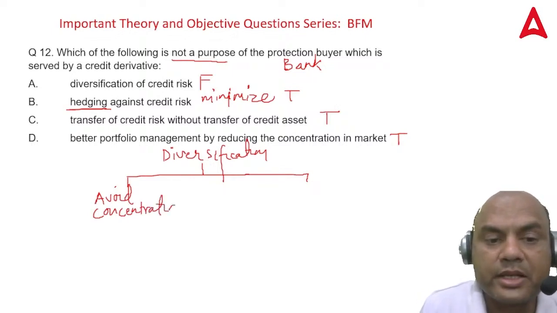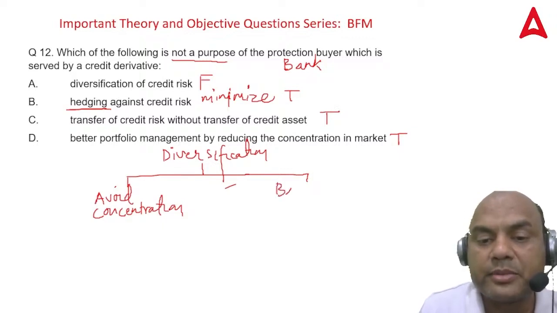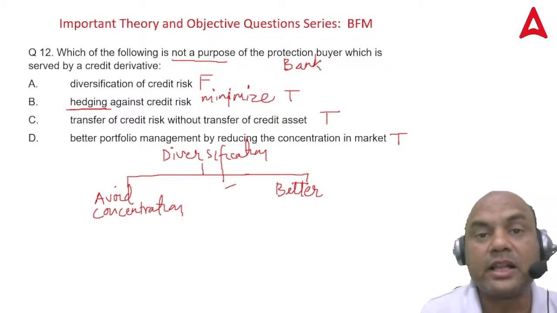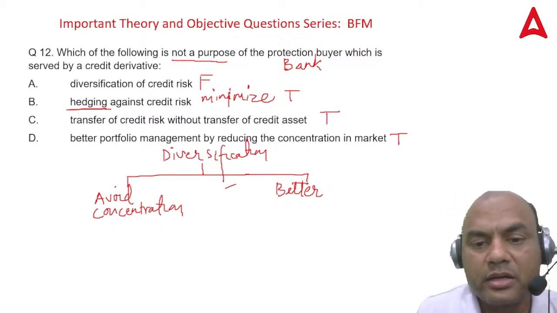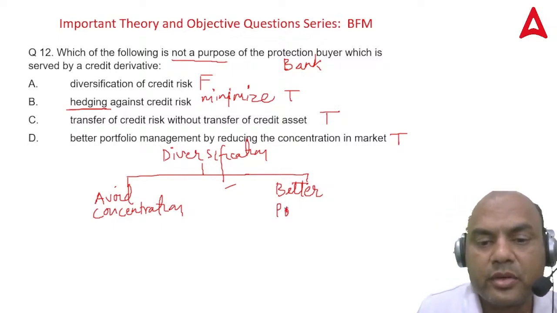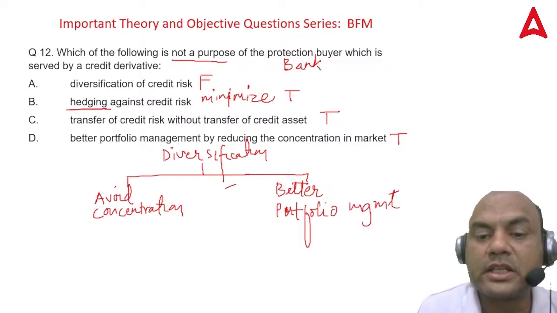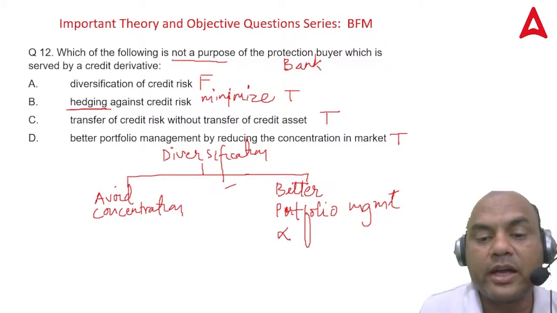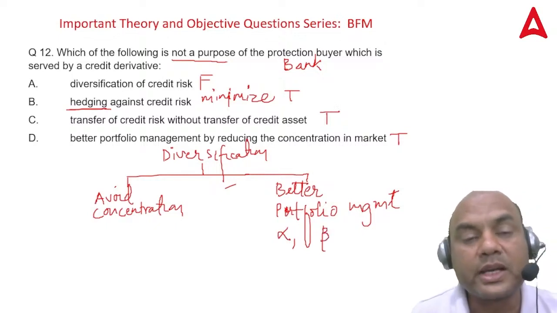So better portfolio management. Better means what? There are various Greek terms to this, alpha, beta. Mainly alpha and beta are checked, okay? Better portfolio management. These are the two best ways of doing diversification. Generally, alpha and beta of the stocks or of the elements of that portfolio are checked, okay?